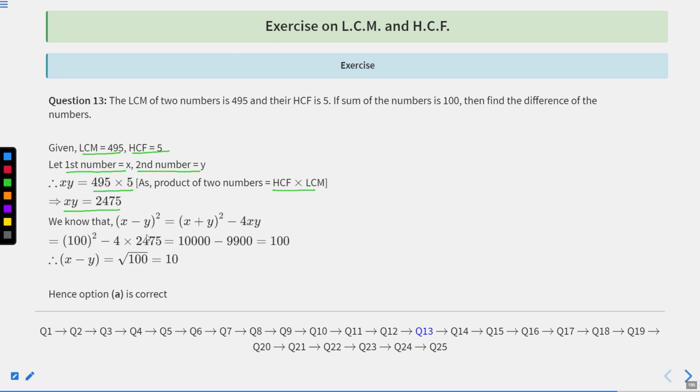2475. And we know that (x minus y) whole square equal to (x plus y) whole square minus 4xy. So we can substitute the values. We will have 100 square minus 4 times 2475. That is equal to 100. Therefore, x minus y is going to be 10. So the correct option here is option A.